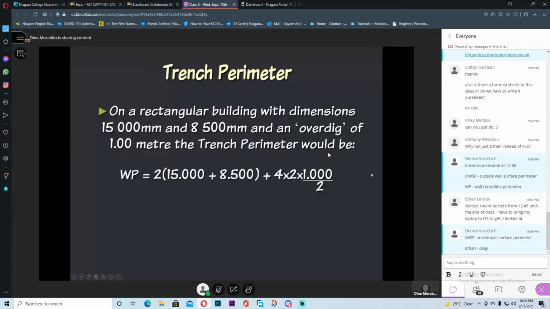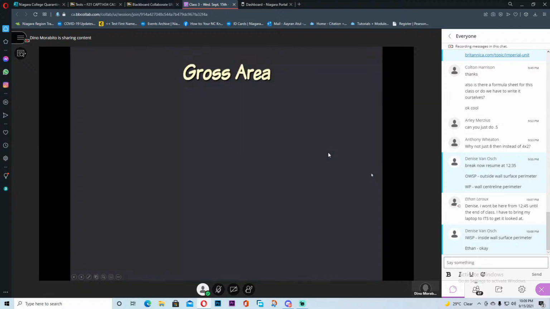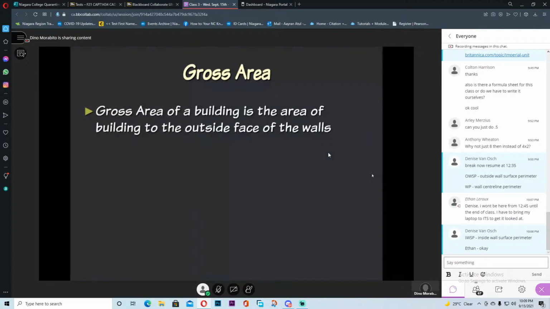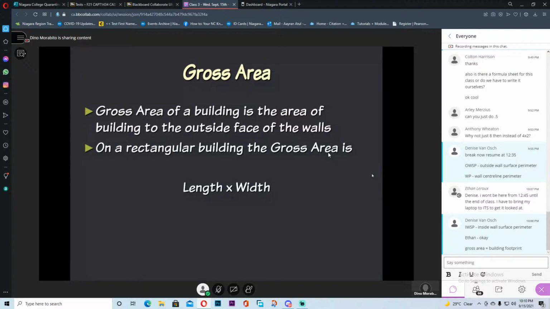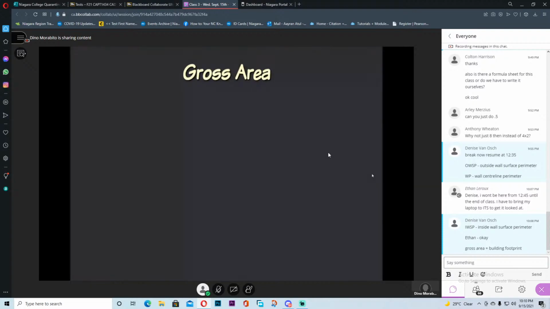We don't need to get into the details on this one. I'll kind of move past that. But I do want to talk about things like areas. The gross area of the building is the total area to the outside wall of the building, the outside face of the walls. Well, I just used those two numbers. Remember, we calculated those two numbers to get our outside wall surface perimeter. So we've got a good start here. For that rectangular building, where we had just done 2 times length plus width, we can now say length times width is going to give me the gross area of the building.